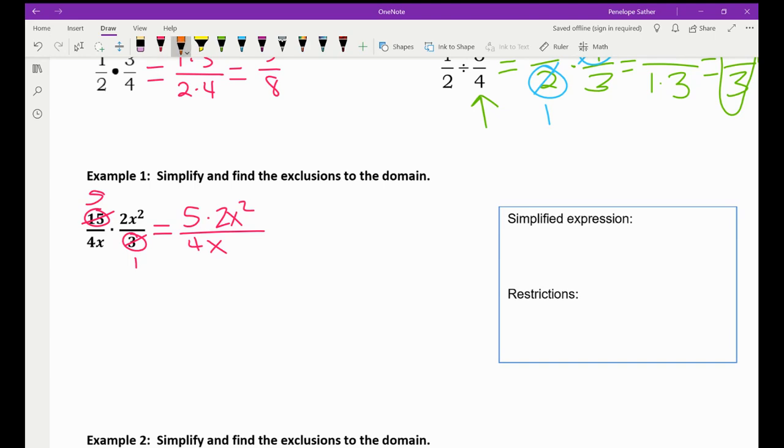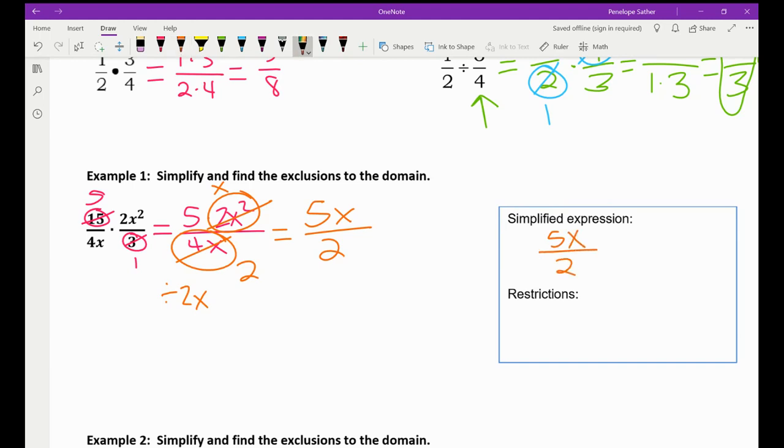All right, so our next step, see if there's anything else that reduces. If you look at the 4x and the 2x squared, both of those can be divided by 2x. So if you do that, 4x divided by 2x is just going to end up being a 2. 2x squared divided by 2x ends up being an x. So now our final problem looks like 5x divided by 2. And that's what our answer is going to be for this simplified expression. It's just 5x divided by 2.